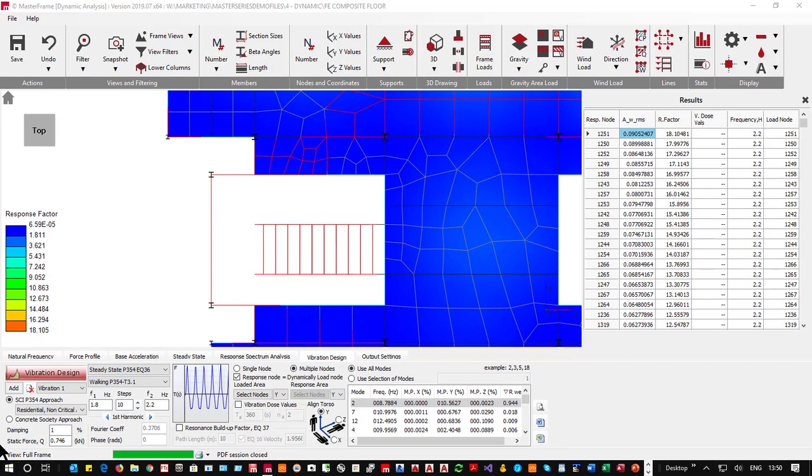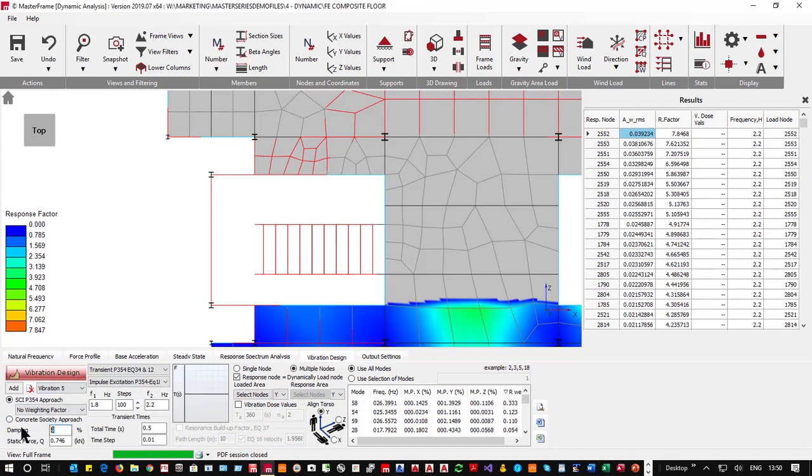Right, somebody's mentioning my transient case actually has 5%, and if I noticed that, yeah. Oh no, it's 1%. Oh, it is 5%. You're absolutely right.